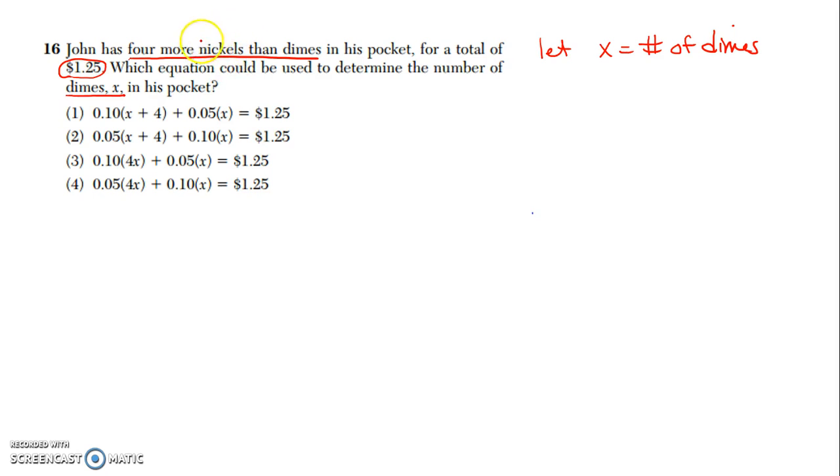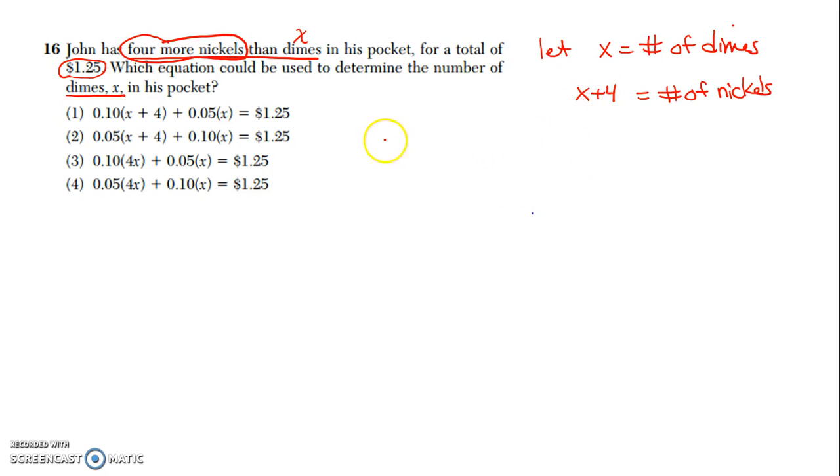You're also talking about nickels here. So let's see if we can figure out nickels. He has 4 more nickels than dimes. Well, his dimes is x, and he has 4 more nickels than dimes. So if x is your number of dimes, x plus 4 more would be his number of nickels. He has 4 more nickels than dimes.